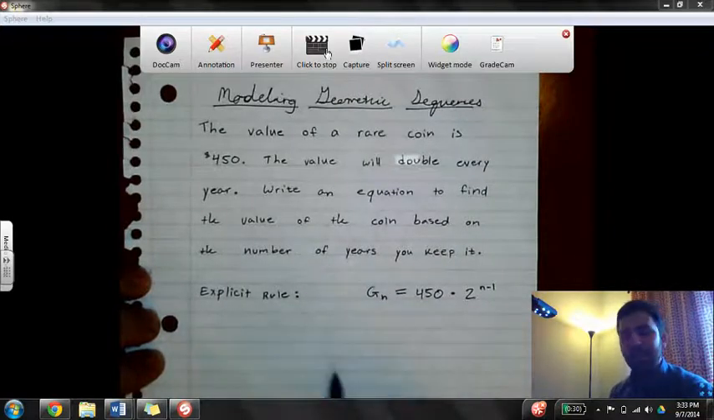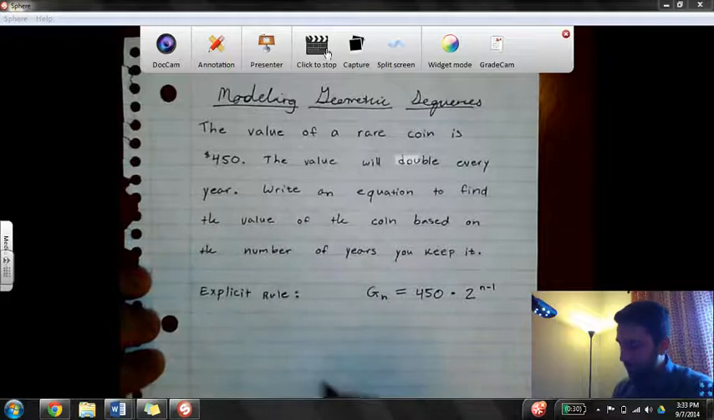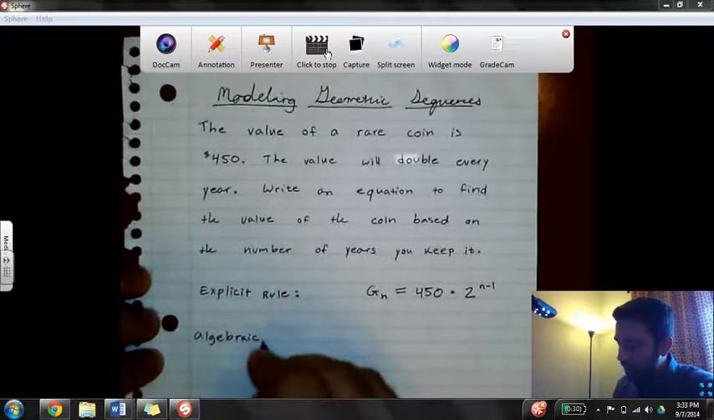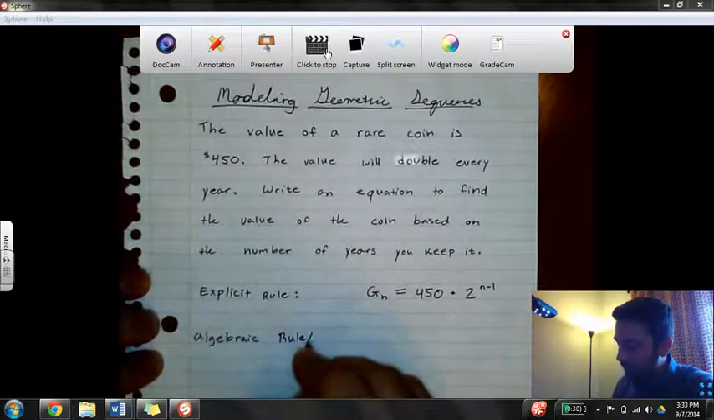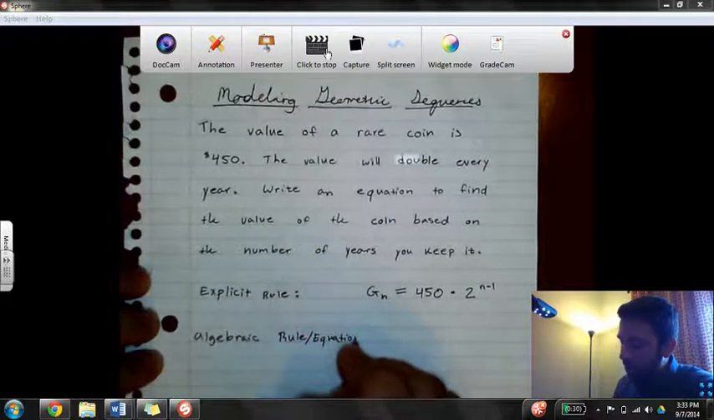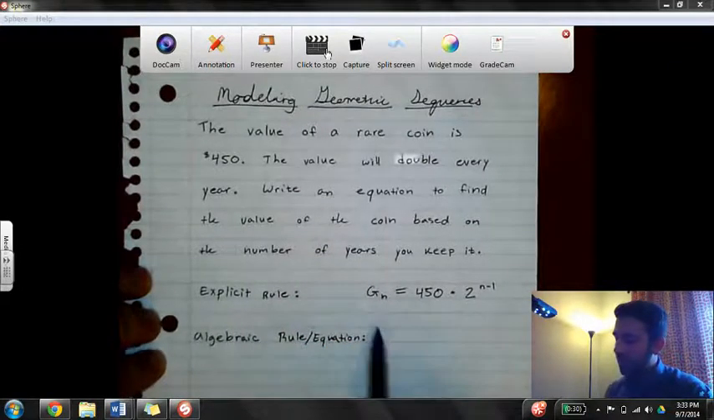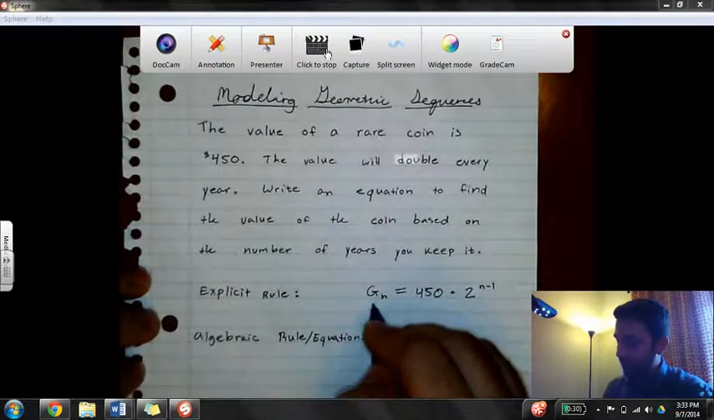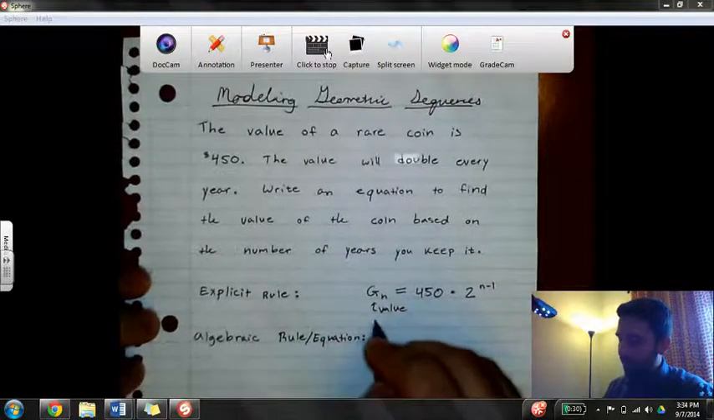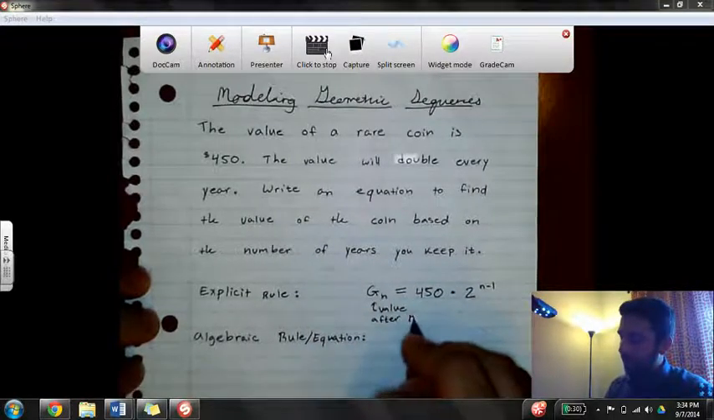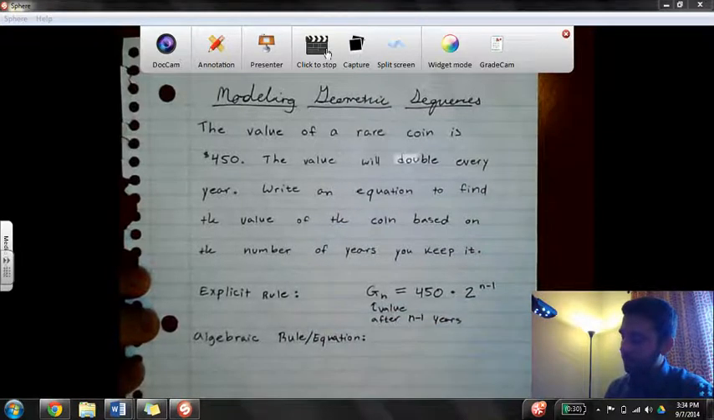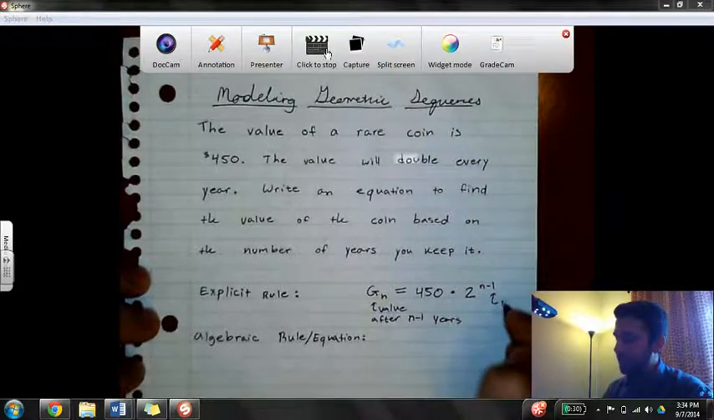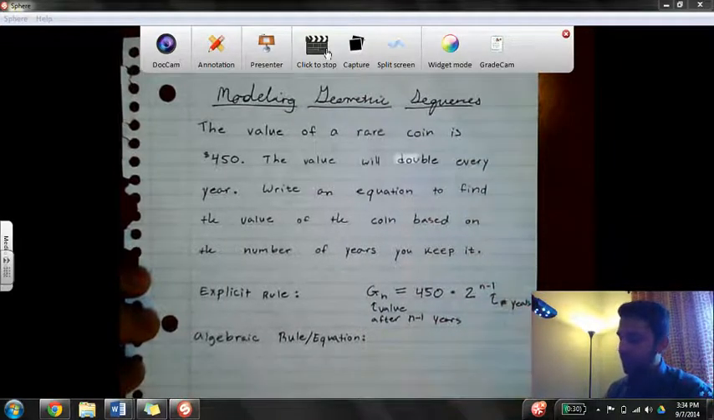However, it's asking us to write an equation. So if we wanted to express this algebraically, we could write it in terms of x and y. If we look at our explicit rule, that g sub n represents the value after n minus 1 years. And then n minus 1 represents the number of years.